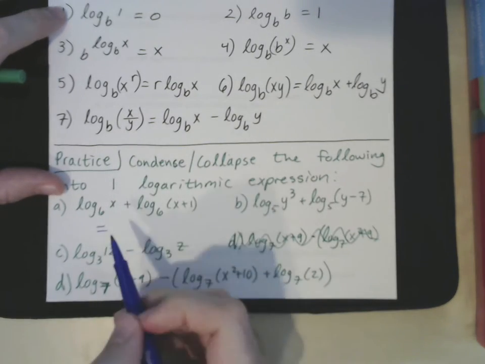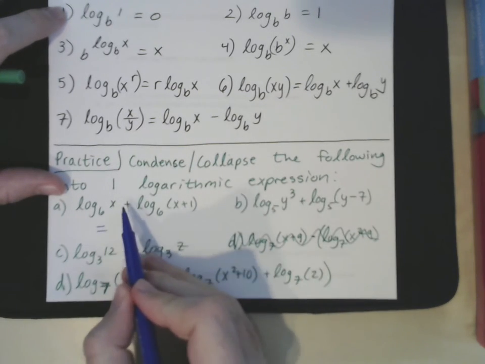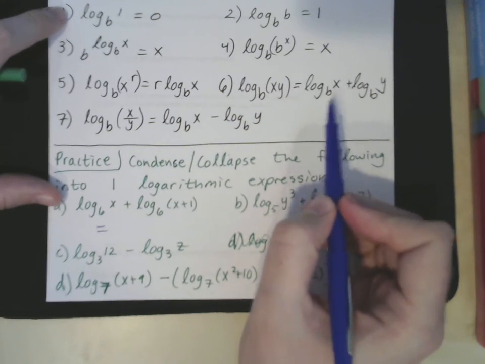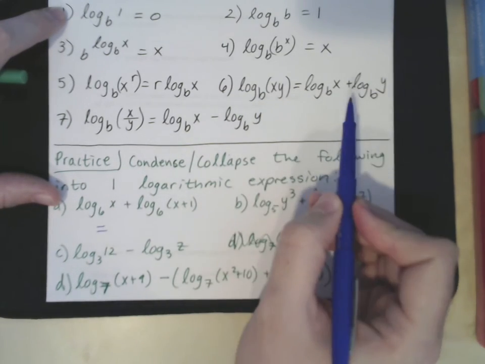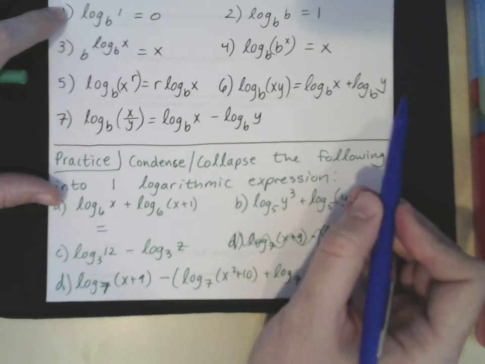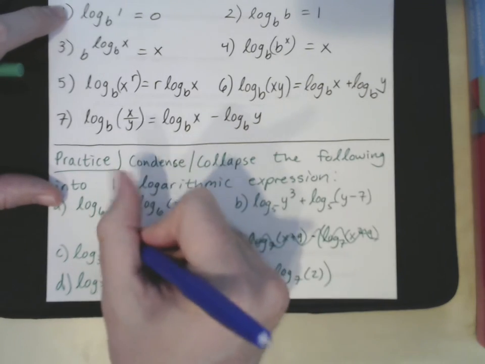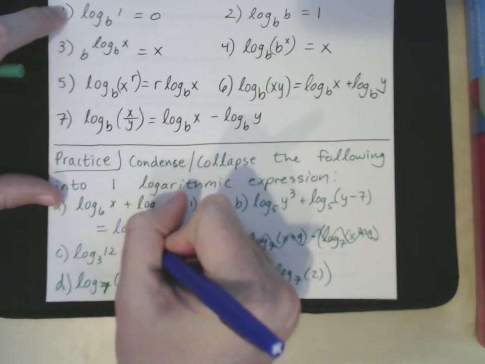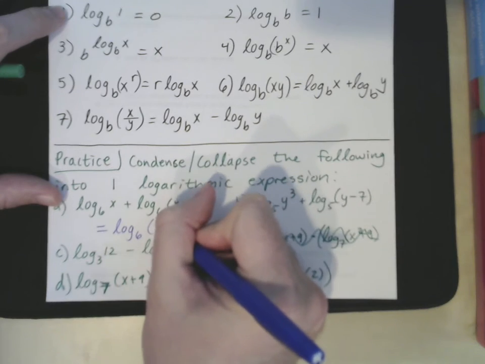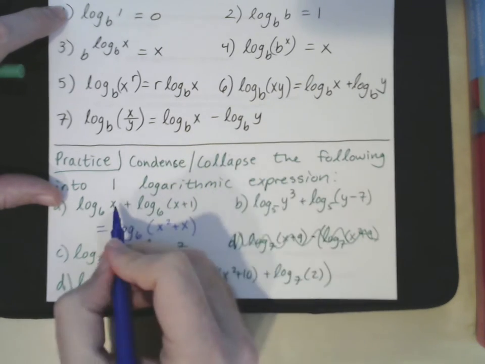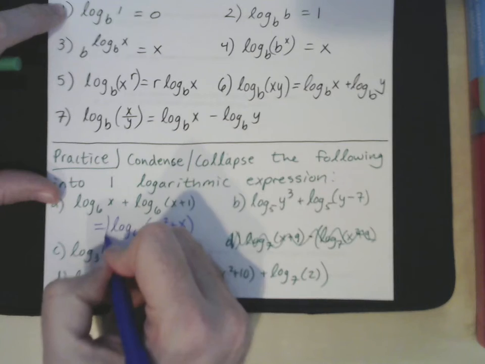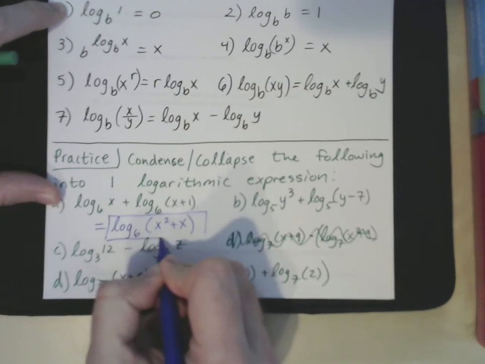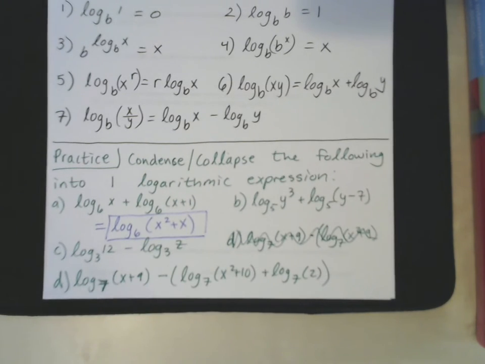But for part A, this is the same base, and we have an addition. So we're using property number 6 here. So I'm going to collapse it into one by multiplying the two arguments, x and x plus 1. So this becomes log base 6 of x squared plus x, multiplying x times x plus 1. And that becomes the final answer for part A.